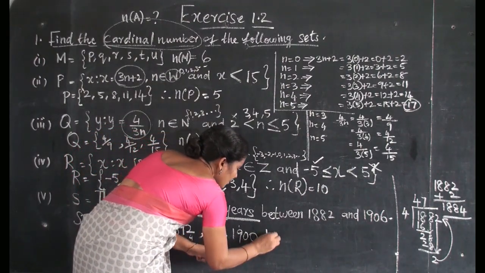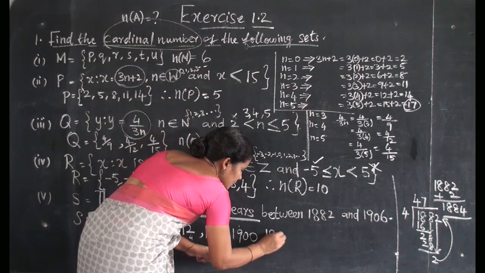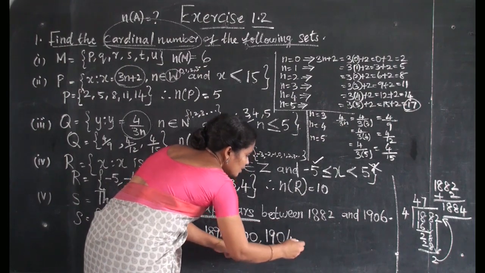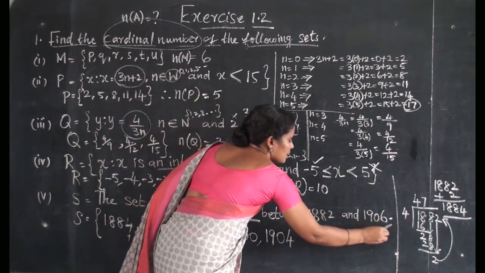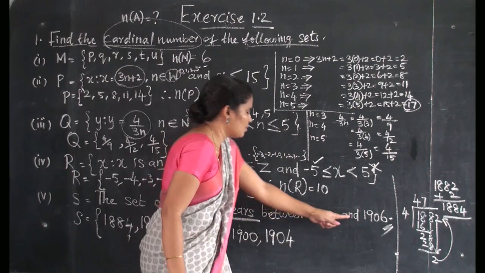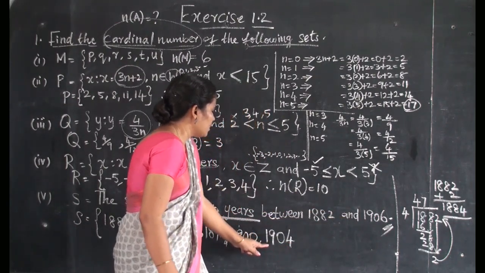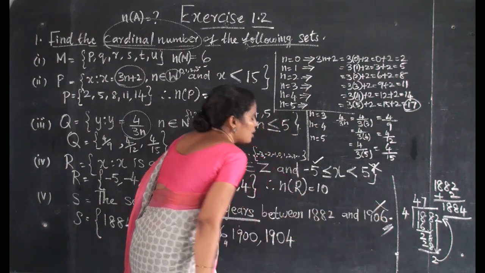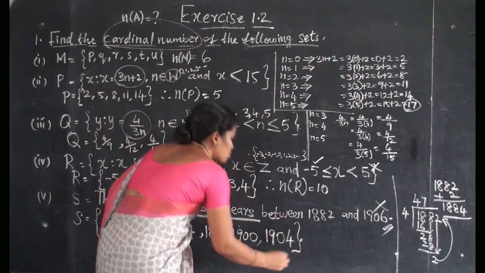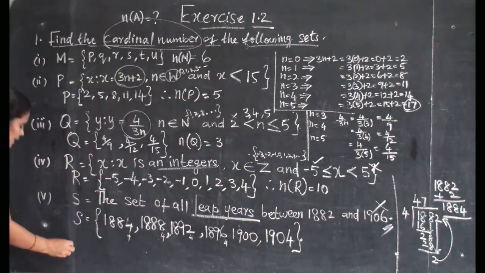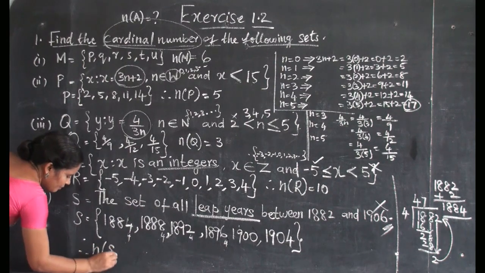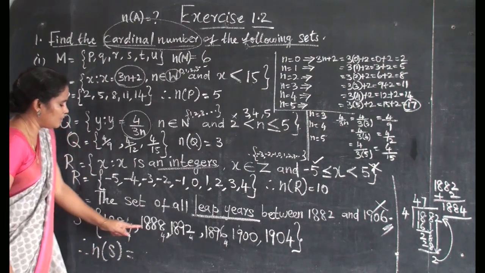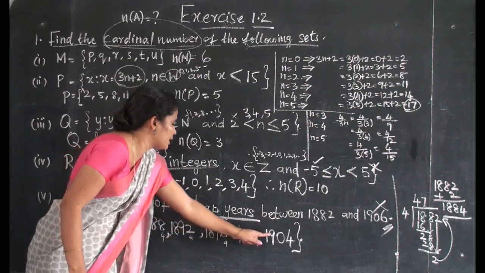Then add 4, 1904. So here it is 1906. If you add 4, we get 1908. So 1906 will not be a leap year. So we can stop here. The cardinality of S is equal to 1, 2, 3, 4, 5 and 6.